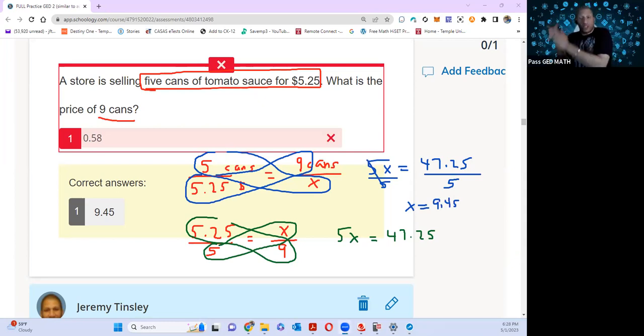You're going to have to be able to solve proportions. You're going to have 2 to 3 problems on proportions. You might even have more than that. You have to be ready.